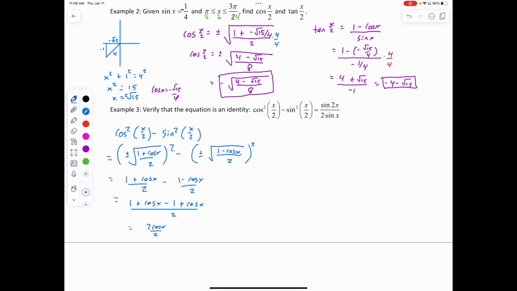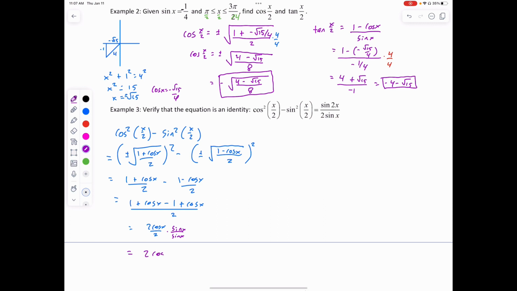Now, before you go just canceling the 2's, let's take a step back and think about what we're trying to make this look like. I'm trying to make this look like the thing circled in blue here, the sine of 2x over 2 sine of x. Well, I already have the 2 on the bottom, so to get this sine of x, let's just multiply the bottom by a sine of x. Of course, the only way to do that is to also multiply the top by sine of x, so we're multiplying by something equal to 1.